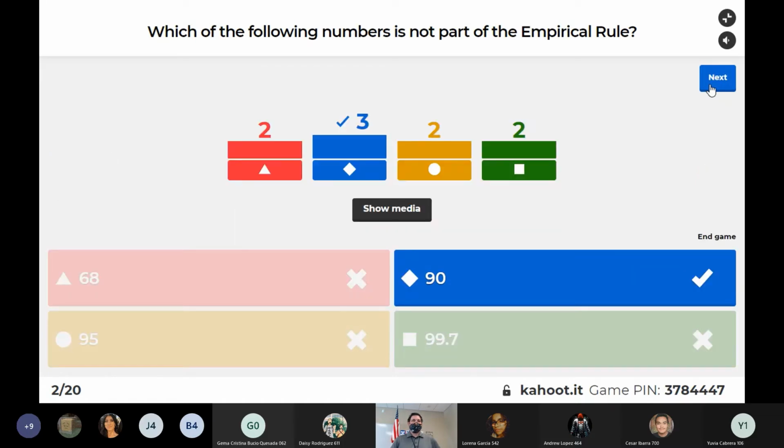All right, and 90 is the correct response on that one. The other three values, 68, 95, and 99.7, are all the proportions under the curve for being within 1, 2, or 3 standard deviations of the mean. We have about 68% of our data within 1, 95% within 2, and 99.7% within 3, approximately. 90 does not go along with the empirical rule.